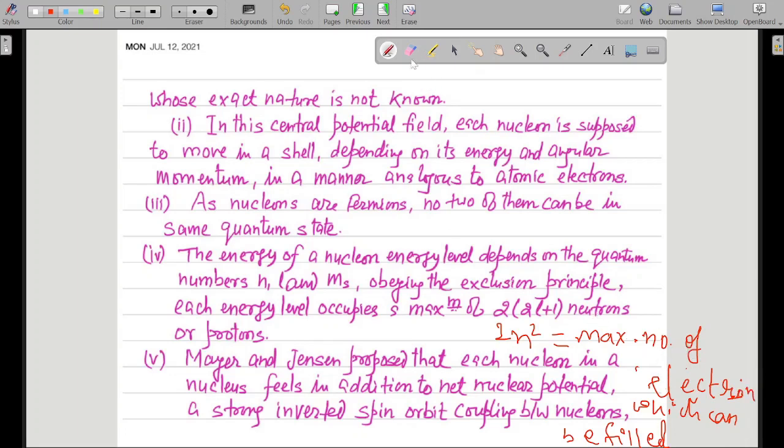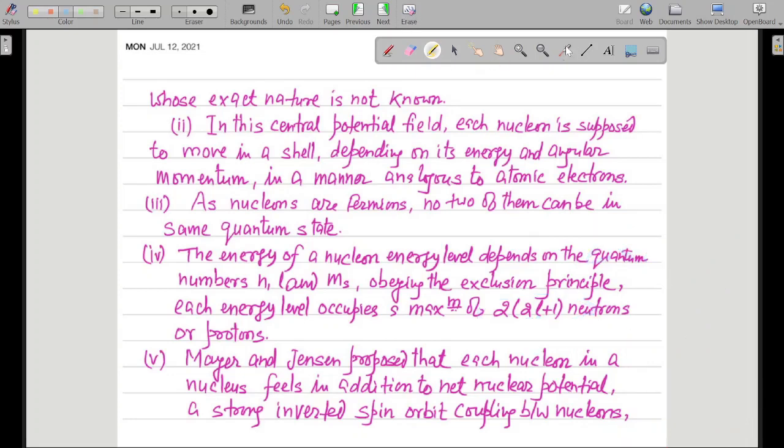But in the case of nucleons, the dependence is not on n. In the case of electrons, the dependence was on n, the principal quantum number. But in the case of nucleons, that is protons or neutrons, the dependence will be on l, and the maximum number of nucleons which can be filled is given by 2 into 2l plus 1, instead of 2n square, which was the case with electrons. So you must remember this.